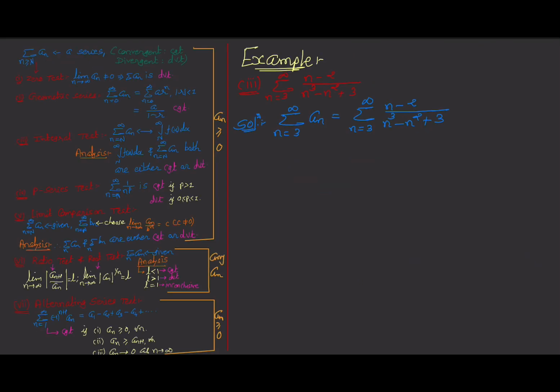Here in this example, we have given the series summation n equal to 3 to infinity, n minus 2 upon n cube minus n square plus 3. So if we compare the series with summation n equal to 3 to infinity an, therefore the term an is equal to n minus 2 upon n cube minus n square plus 3. Now to check whether the series is convergent or divergent, how many tests do we have? We have already seen zero test, geometric test, and integral test. So let us see whether out of these three there is any test.